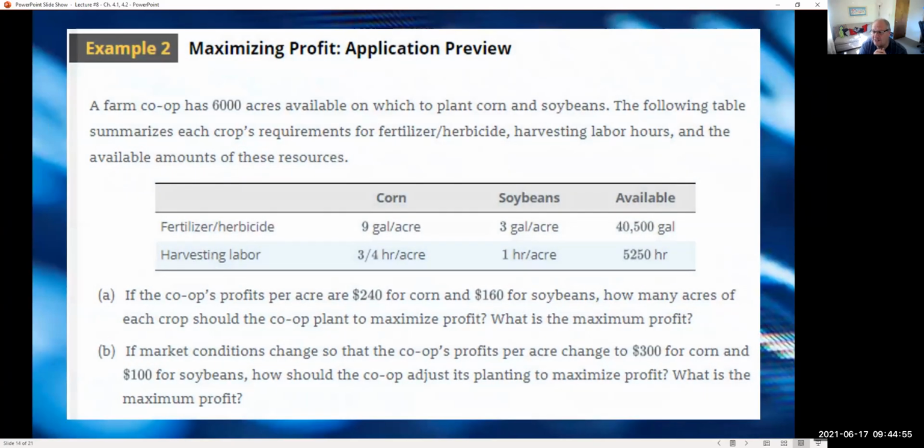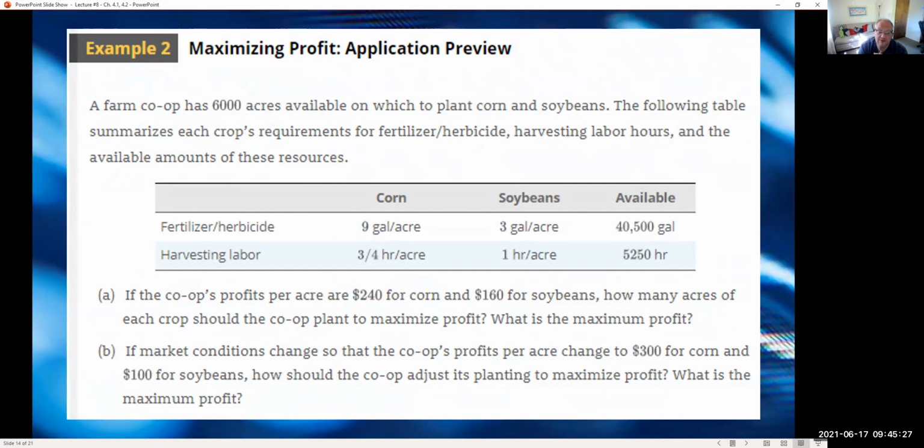Now let's try another one. This one is an application. This one is about a farm. I'm going to work through all of this, and then we'll set up some constraints, and then we'll look at an objective function. We'll create an objective function, and we'll try to set up a way to go about answering this question using all of those mechanics we just described, including using a function in two variables and graphing inequalities and so on. The question reads, a farm co-op has 6,000 acres available on which to plant corn and soybeans.